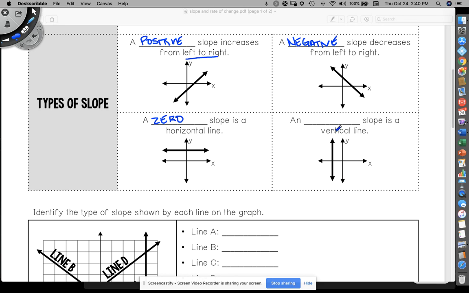Now, this one here, there is a change because it's going from high to low, but I can't find a difference in change. It seems to all be landing at the same speed, the same time. In other words, I can't solve for a change, and that's called undefined.